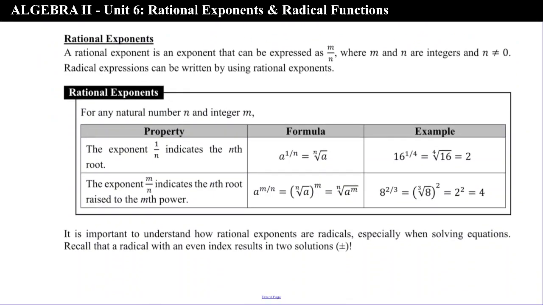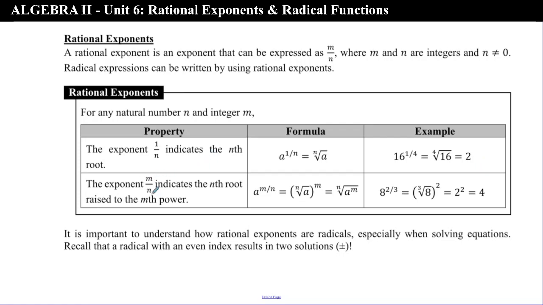A rational exponent is an exponent that can be expressed as m over n, where m and n are integers. So basically, we're expressing the exponent as a fraction. The exponent 1 over n indicates the nth root. Here's a formula for that: a to the 1 over n equals the nth root of a. For example, 16 to the 1/4 is the fourth root of 16, which would be 2.